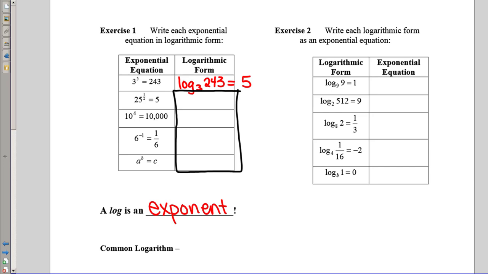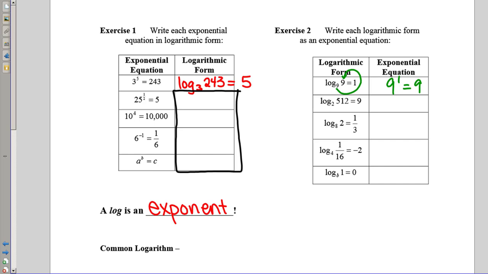Okay, exercise 2, we're going to switch forms. We're going to go from log form to exponential form. So if you wanted, you could use that loop trick that I mentioned, 9 to the 1 equals 9. You could use base of the exponential. A is your answer, equals stays the same, and 1 is your exponent. Or you can just think the base of the log becomes the base of the exponential.